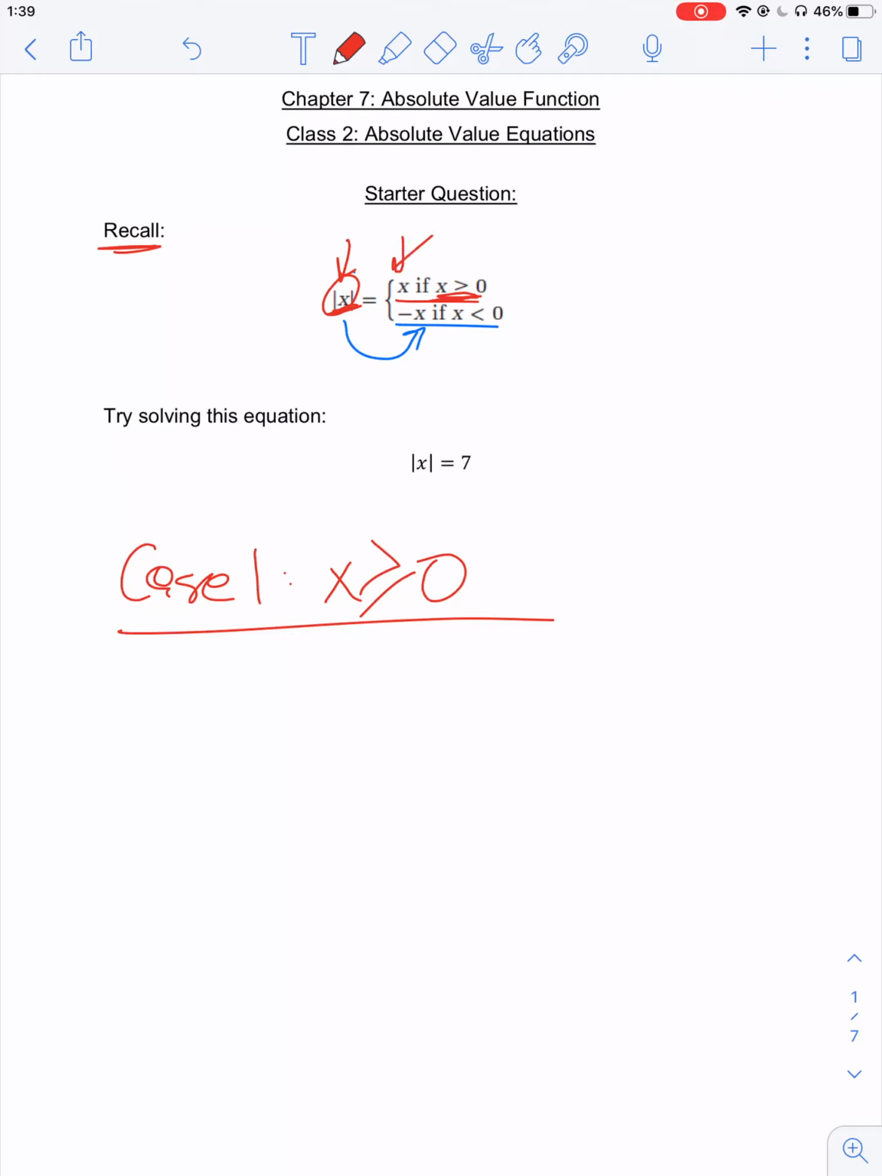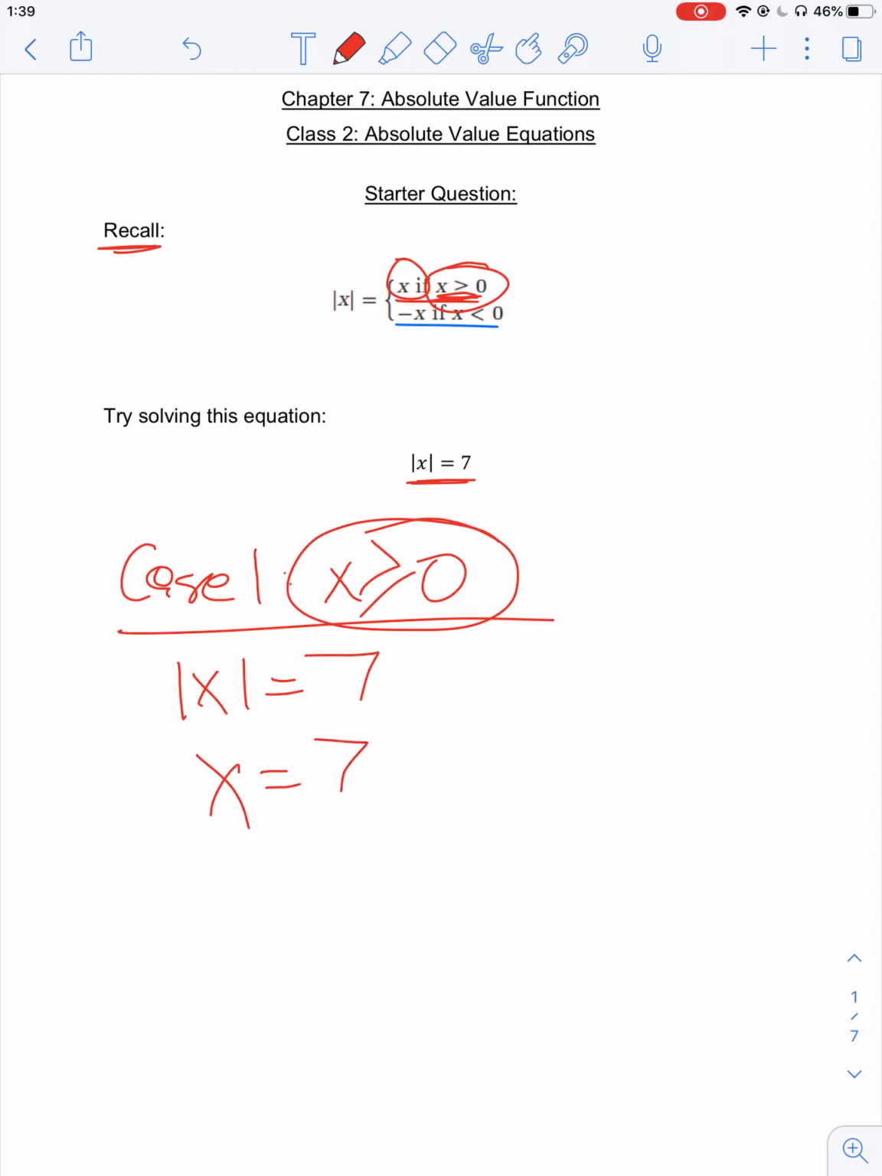Okay, so I'm just using case 1. Case 1 tells me that if x is greater than or equal to 0, then the absolute value of x is actually equal to x. So instead of writing the absolute value of x is equal to 7, because x is greater than or equal to 0, I can replace the absolute value of x by x. So I'm going to rewrite this as x is equal to 7. Now there's nothing to solve over here, right? Remember when you're doing algebra, your goal is to have x all by itself. So this is your first solution.